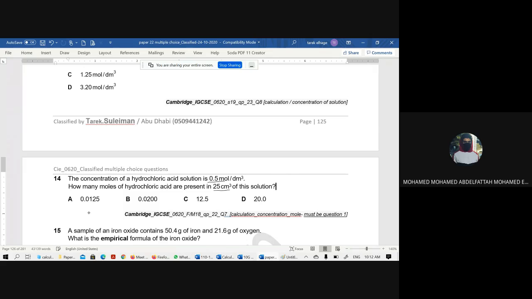We just times it by volume. Yes, number of moles equals concentration times volume. The volume must be divided by 1,000. Clear? What is the value? 0.0125. Okay? Clear?